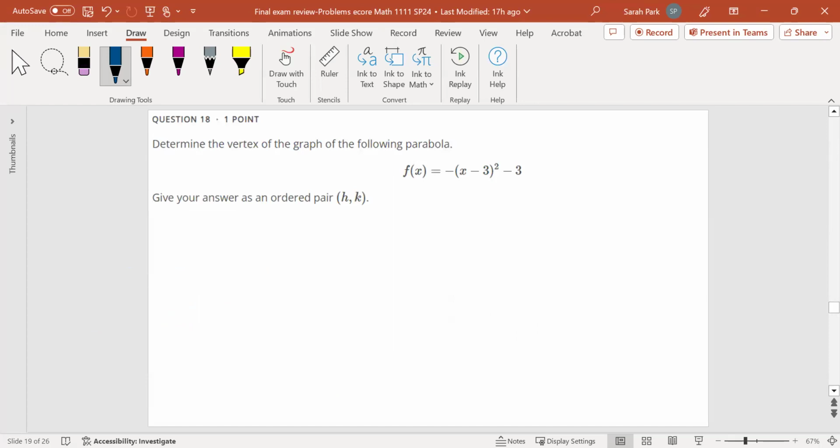Okay, number 18, we're now again determining the vertex of this parabola, negative parentheses x minus 3 squared minus 3. How we find the vertex is you take the x value as the opposite of what's in the parentheses. So if it's -3, the x value is going to be +3. And the y value is just taken as is, so it's -3. With x values, you look to see the opposite of what's inside the parentheses. If it's positive, it would be negative, but in this case, it's negative, so the x value is positive. For the y value, just take what's at the end here. And so the vertex is (3, -3).